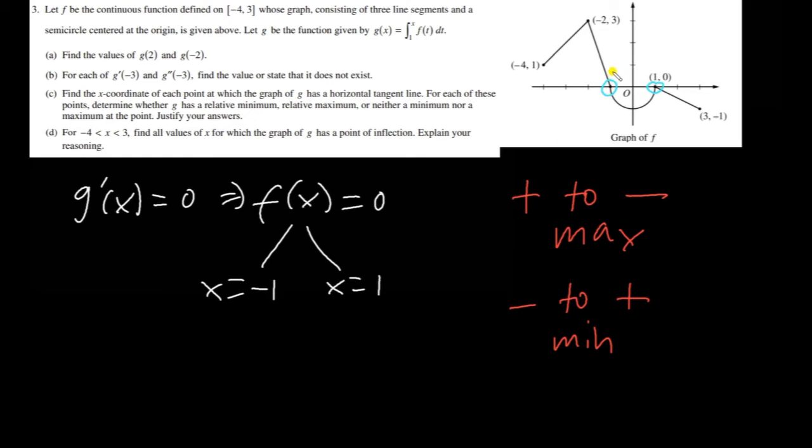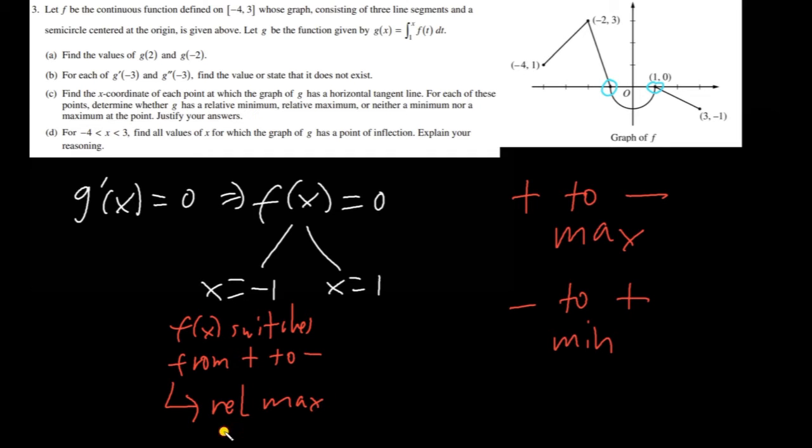And at negative 1, we see that the derivative of g, which is f, we see that f of x is positive beforehand, and then it becomes negative, right? So at x equals negative 1, f of x switches from positive to negative. So what that means is there is a relative max at x equals negative 1.